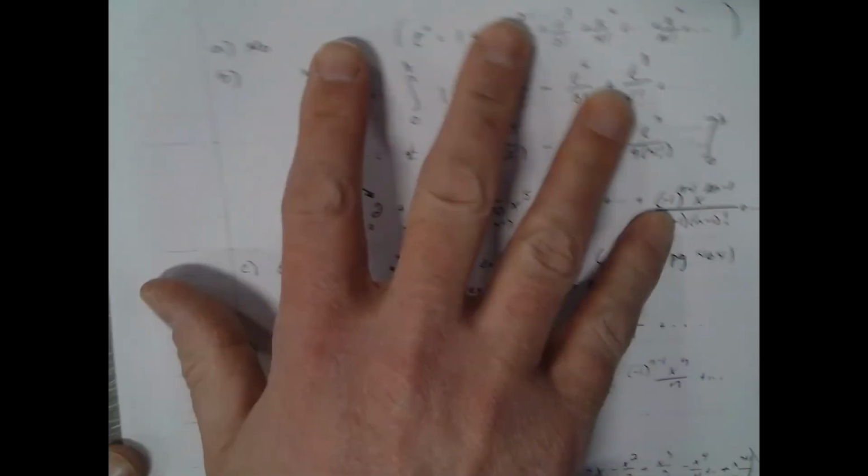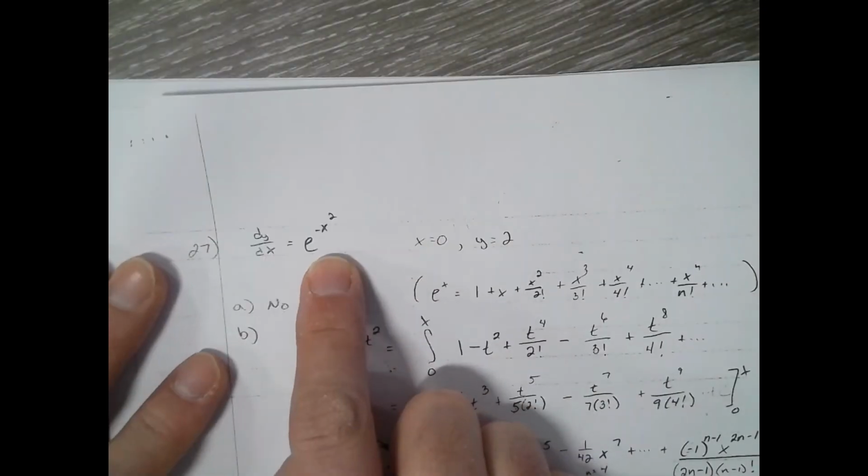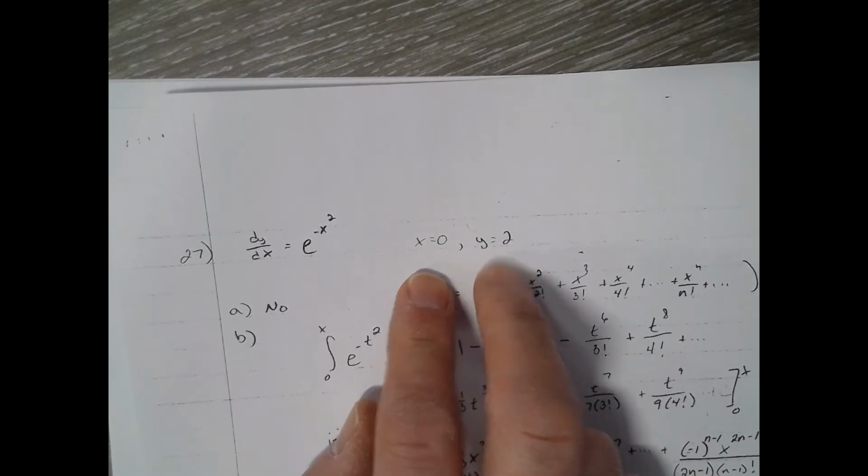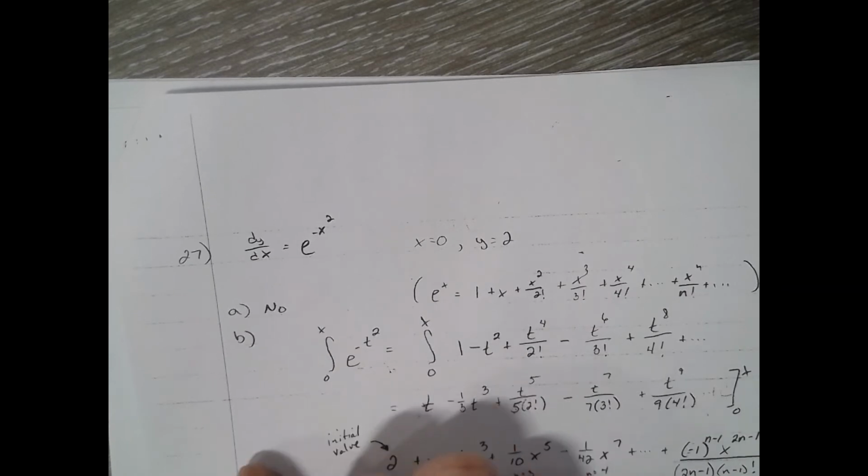Number 27 from your assignment. So 27, consider the initial value problem. We've got the derivative is equal to e to the negative x squared, and it has initial value x equals 0 and y equals 2. So the question is, can you find a formula for the function y that does not involve any integrals?